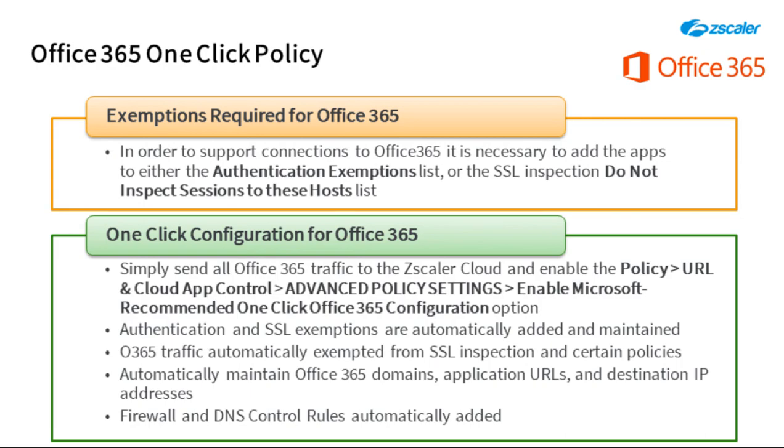The Office 365 one-click option greatly simplifies the configuration of Zscaler to effectively support Office 365. It is enabled on the Policy, URL and Cloud App Control page on the Advanced Policy Settings tab. With the Office 365 one-click configuration enabled, Zscaler automatically configures the Do Not Inspect Sessions to These Hosts list and the authentication exemption rules required for the service to seamlessly support and secure your Office 365 traffic.